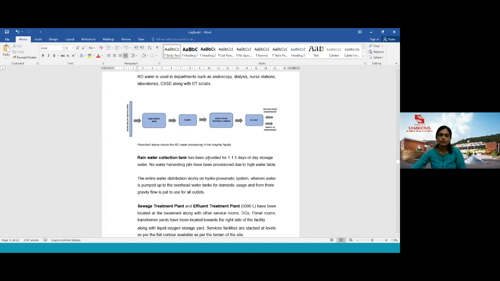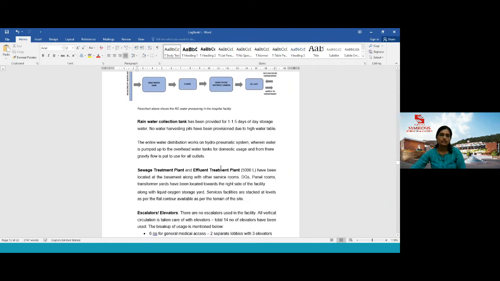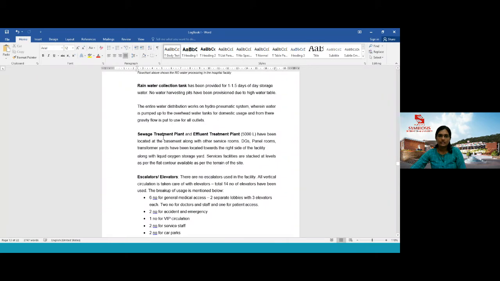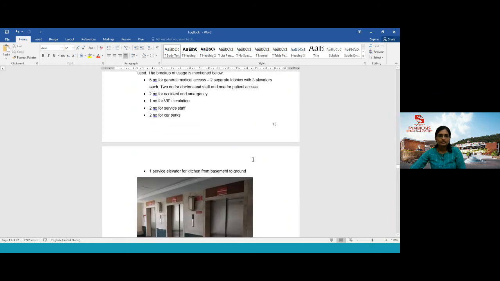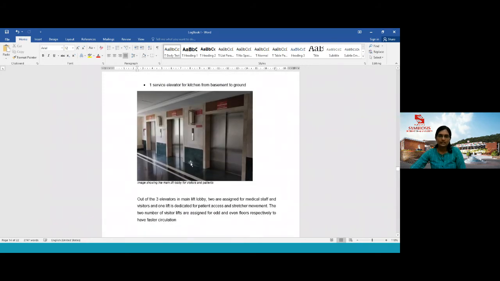Rainwater collection tank has been provided for 1 to 1.5 days for storage. No water harvesting pits have been provisioned. Okay, so you can suggest how rainwater harvesting can be accommodated. Okay, so sewerage plan, elevators, number of elevators, total 14 elevators have been used. So how is it distributed? 2 for service staff, 2 for car parks. You can add such pictures as well.